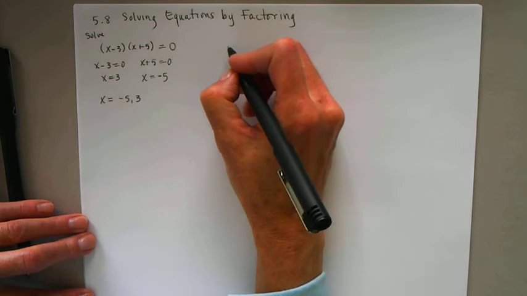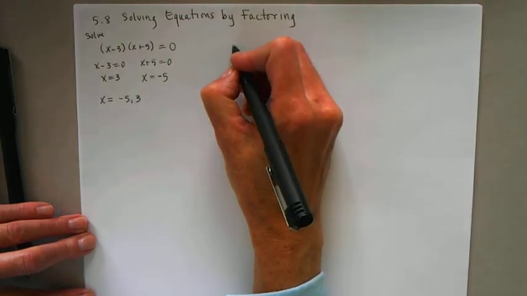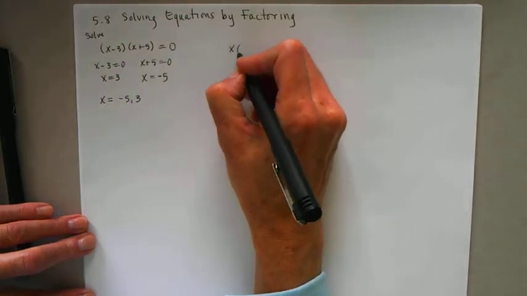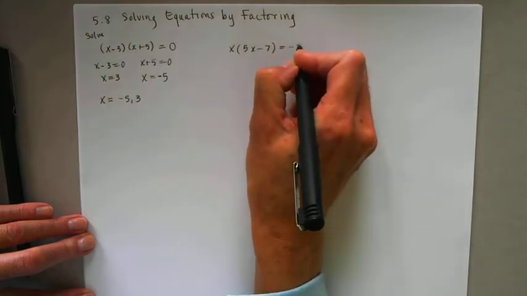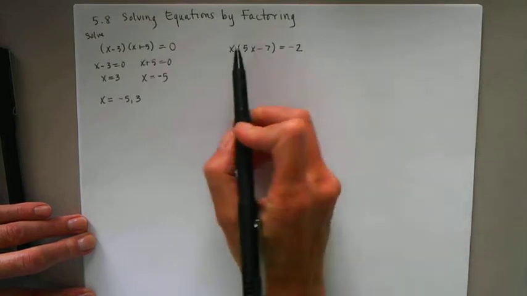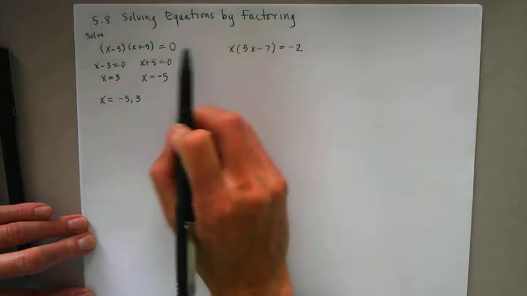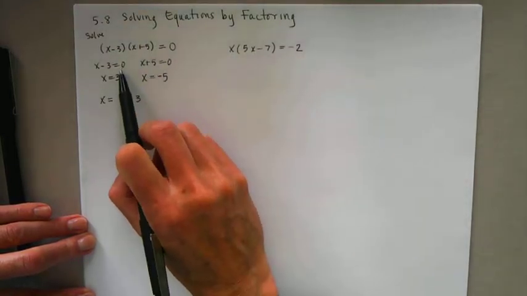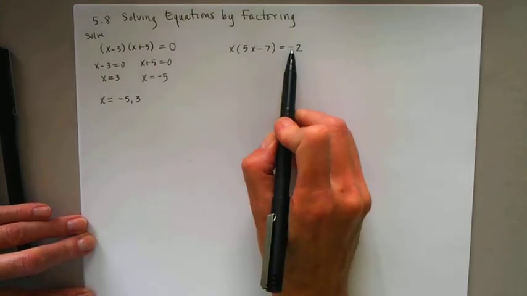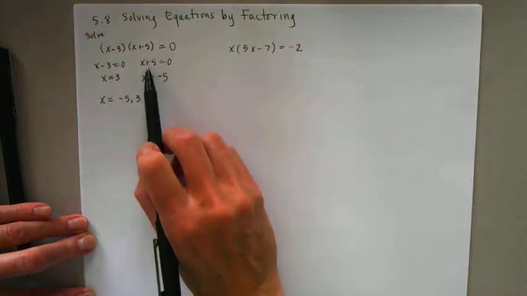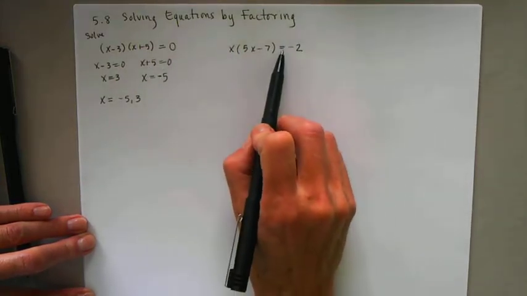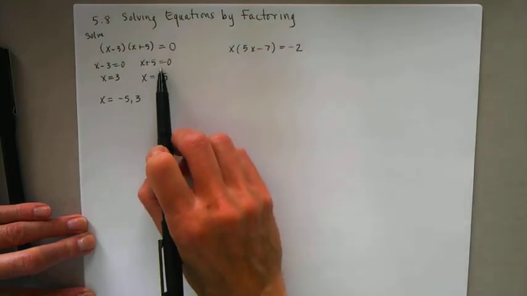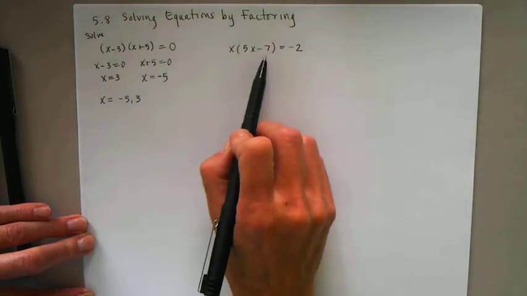Now, suppose you saw something like this. It's factored, and so you might be tempted to set each factor equal to 0 like we did here. But the difference is this is not equal to 0. This is equal to -2. So by setting the factors equal to 0 and solving, we still wouldn't know when it equals -2. We would know when it equals 0. So that's your first step.